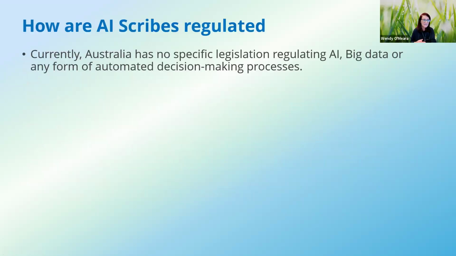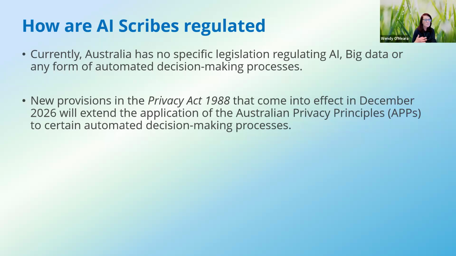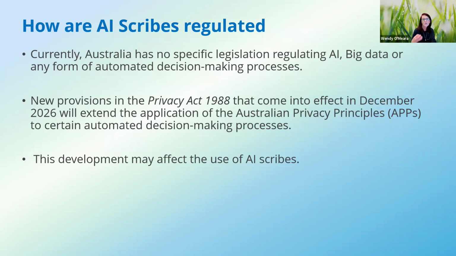Currently, Australia has no specific legislation around AI, big data, or any form of automated decision-making process. However, new provisions in the Privacy Act that will come into effect in December 2026 will extend the application of the APPs to certain automated decision-making processes. So this will affect AI scribes. So it's going to be included in the Privacy Act. So we need to remember that it's still 12 months away, and there's still so much that can change in 12 months, but it is going to be covered.